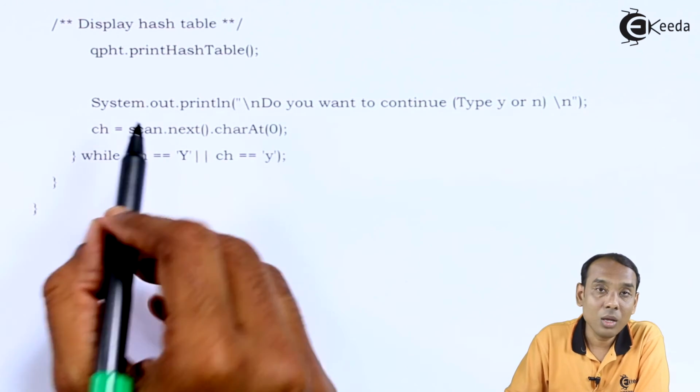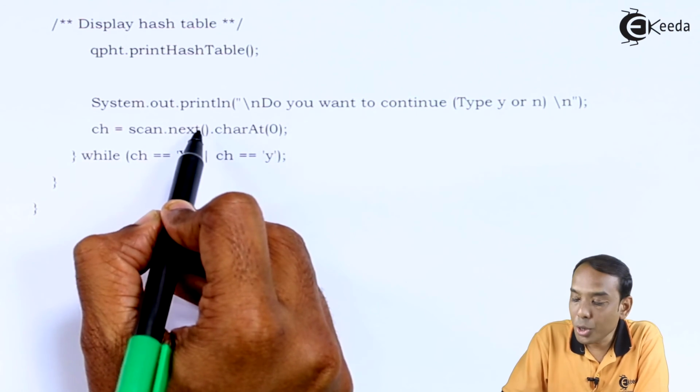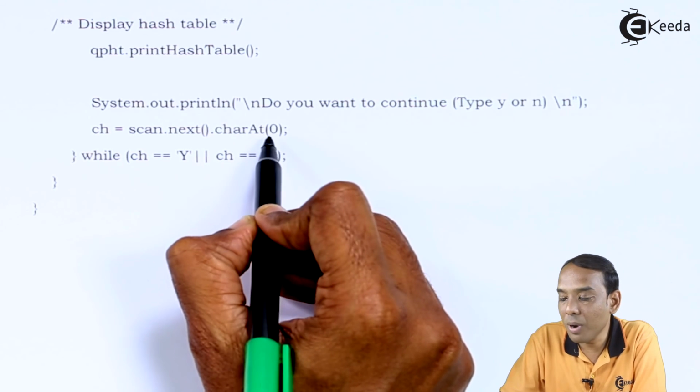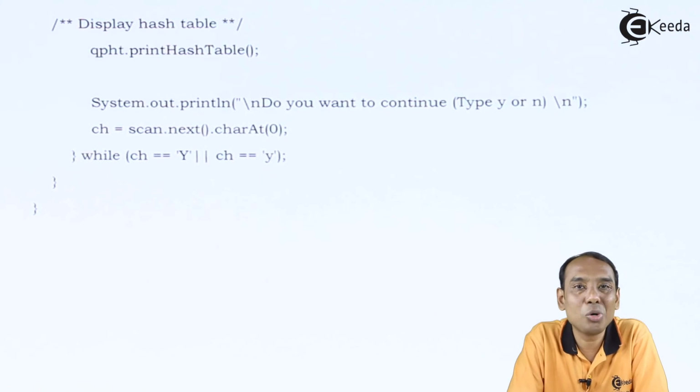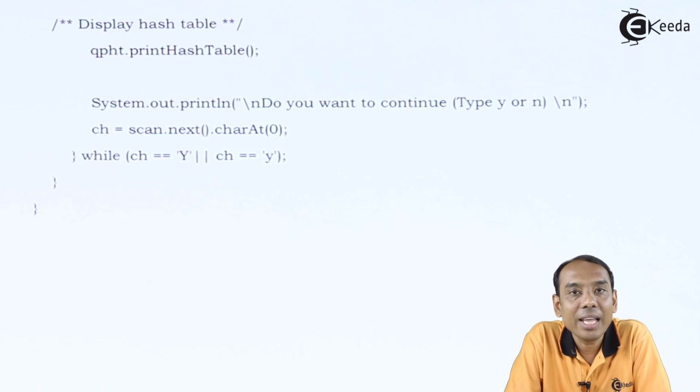We have scan.next method dot charAt location number 0. It is very important to get the character. Let's take an example. If we write character at location number 2, then if the user enters Y, we won't be able to get the value. So the character at location number 0 is to be fetched into the variable called ch. Once again, we need to remember this value is very important for the continuation of the program.